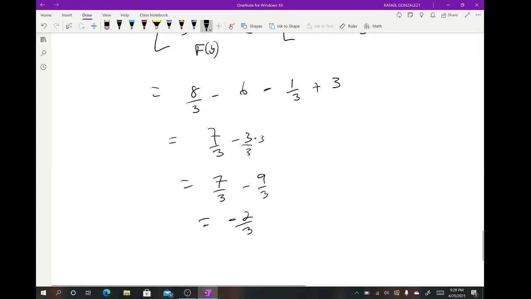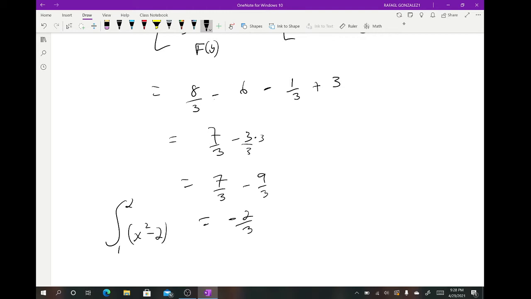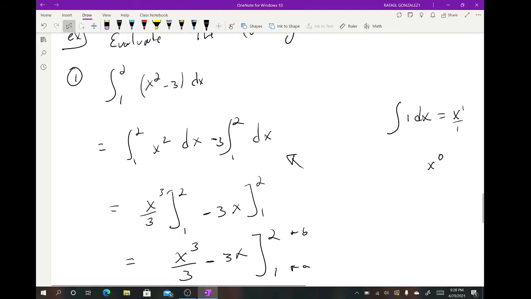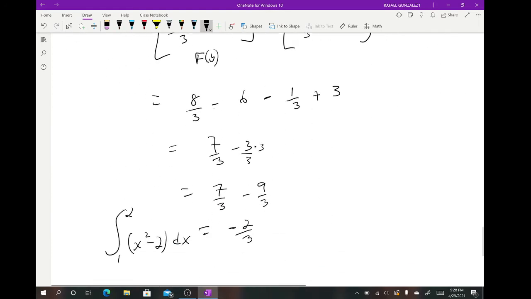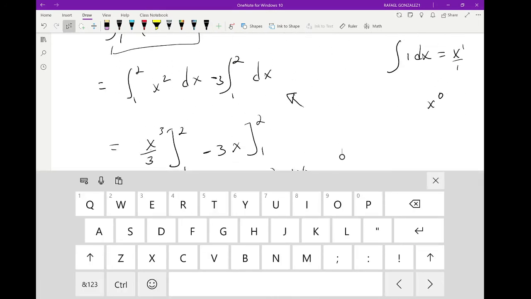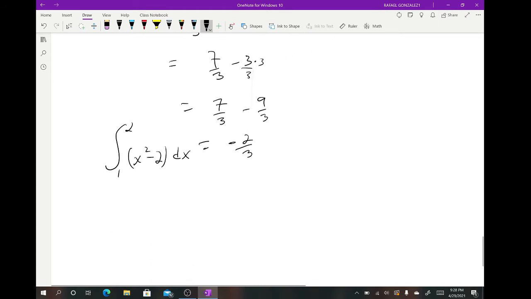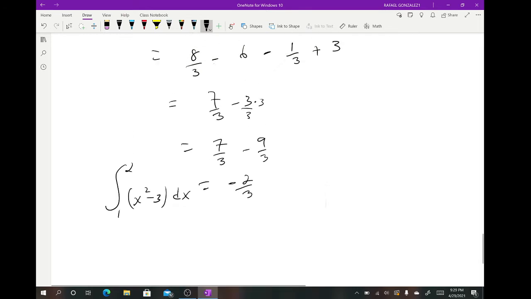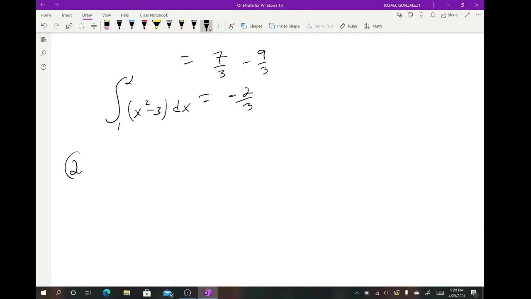So we have that the integral from 1 to 2 of x squared minus 3 dx, which is what we began with, all the way up here, minus 3, not minus 2, is equal to negative 2 over 3. All right, so let's do another one. Let's evaluate another one.